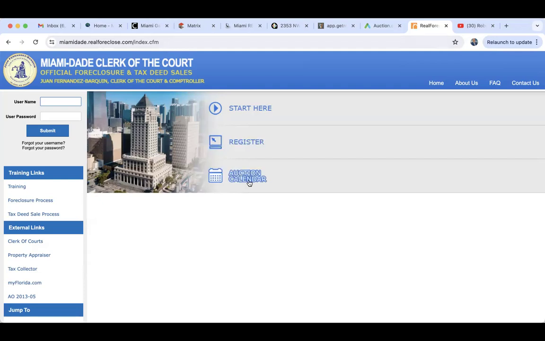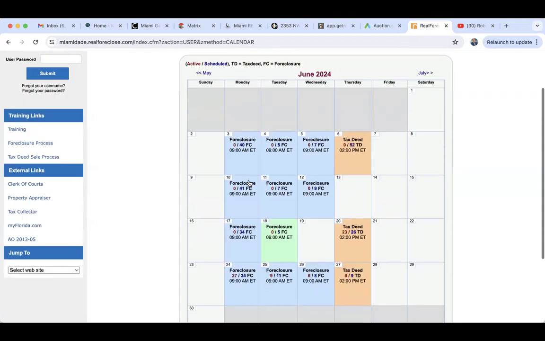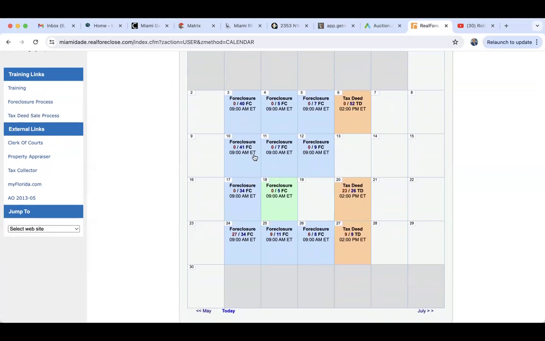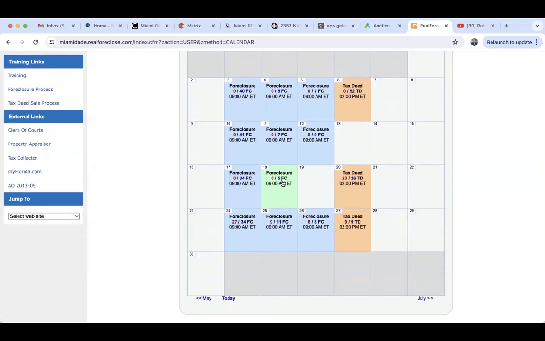miamidade.realforeclose.com. You can go to the auction calendar and see what is available. So when you go here, you see what's available. Today is June 18th. There are 27 properties being auctioned off on June 24th, 9 on the 25th, and 6 on the 26th.